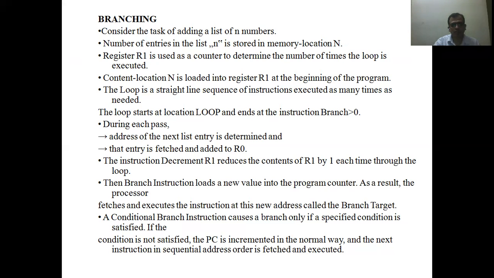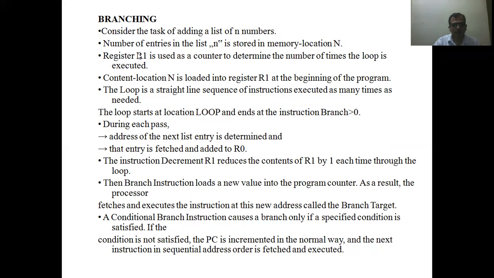The loop is a straight line sequence of instructions executed as many times as needed. The loop starts at the location LOOP and ends at the instruction Branch greater than 0. During each pass, the address of the next list entry is determined, and the entry is fetched and added to R0. The instruction Decrement R1 reduces the content of R1 by 1 each time through the loop. Then the branch instruction loads a new value into the program counter. As a result, the processor fetches and executes the instruction at this new address, called the branch target.